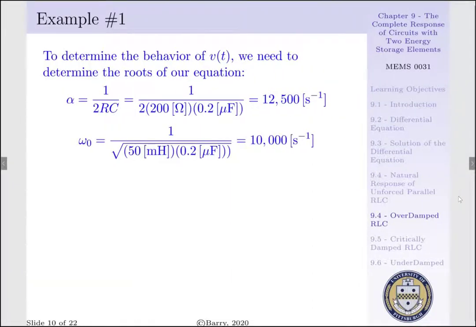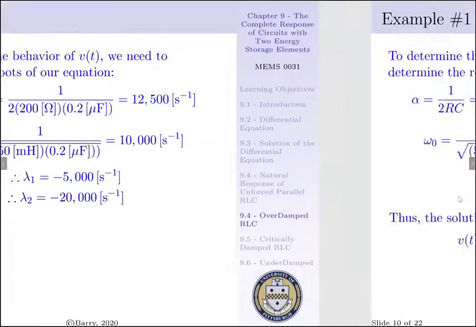Omega naught is 1 per the square root of LC, or 1 per the square root of 50 millihenries times 0.2 microfarads, or we'd have 10,000 seconds to the minus 1. That is, lambda 1 would be equal to minus 5,000 seconds to the minus 1, and lambda 2 would be equal to minus 20,000 seconds to the minus 1.